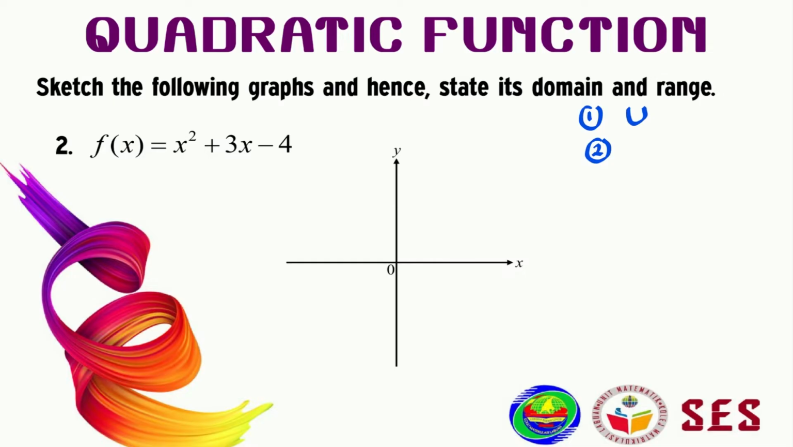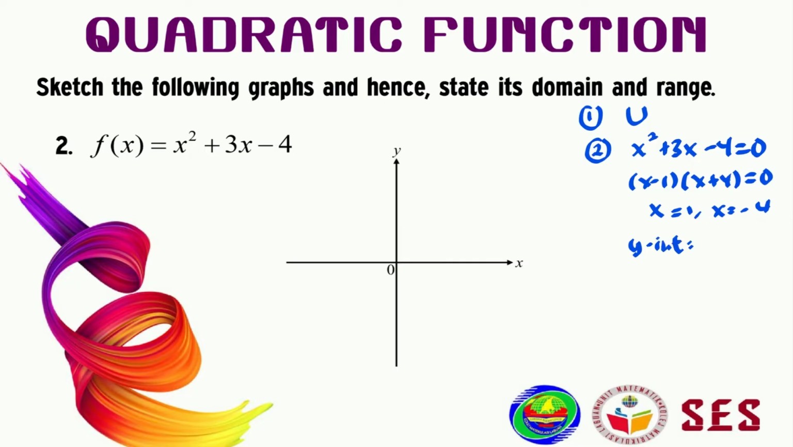To get your x-intercept, we need to factorize this one. So we have x² + 3x - 4 = 0, which can be factorized to become (x - 1)(x + 4). Therefore we'll have two values of x, which are x = 1 and x = -4. Alright, and for the y-intercept, we need to look at the question where we have -4 here. So the y-intercept is just -4.